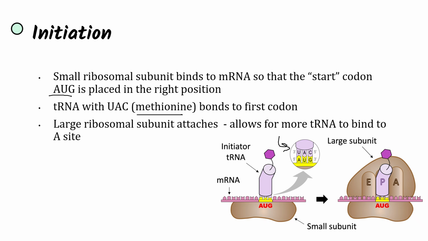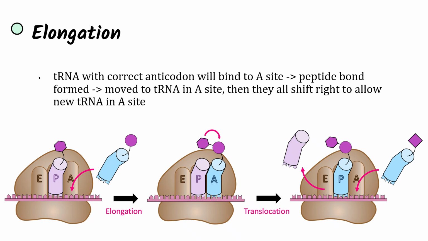And then the large ribosomal subunit attaches, which is then going to allow the E, P, and A sites to exist. So we start with just the small subunit binding our methionine and our very first start codon, and then we have our large subunit that's going to allow for the growth of this polypeptide chain. So then the amino acid chain is going to elongate. tRNA with the correct anticodon is going to bind to the A site.